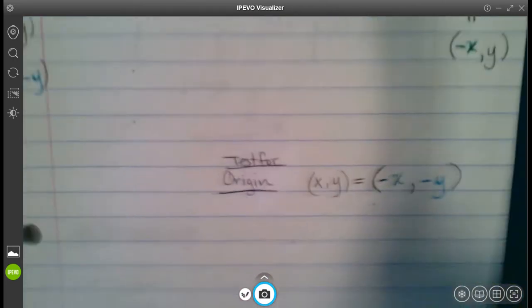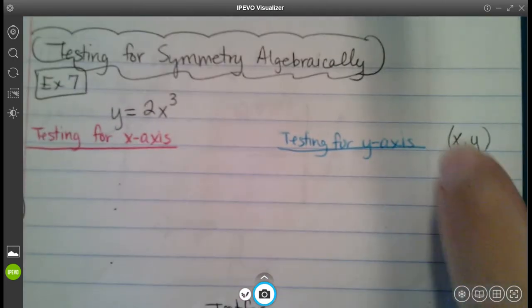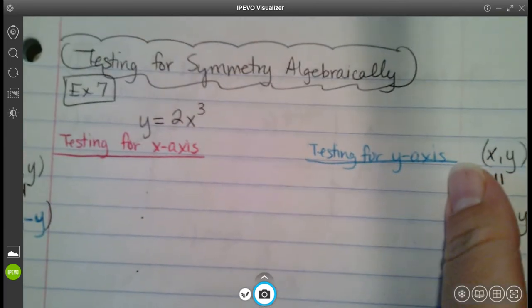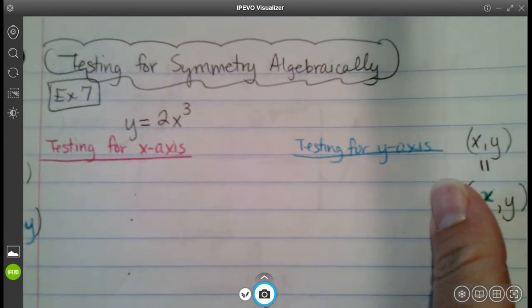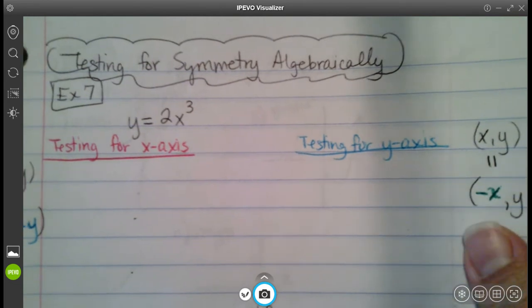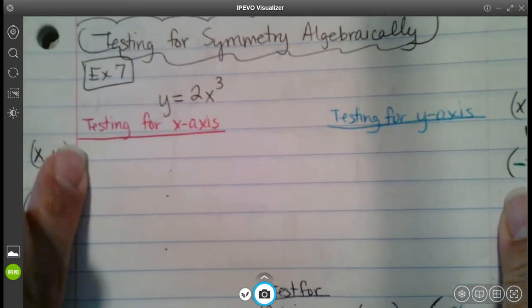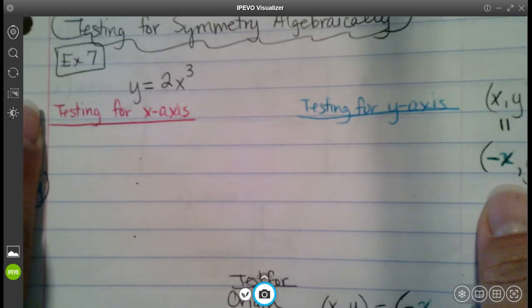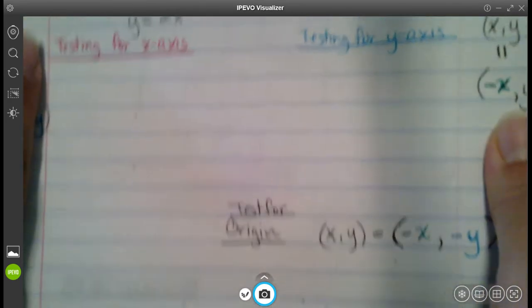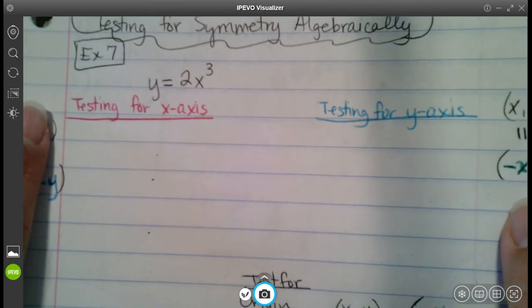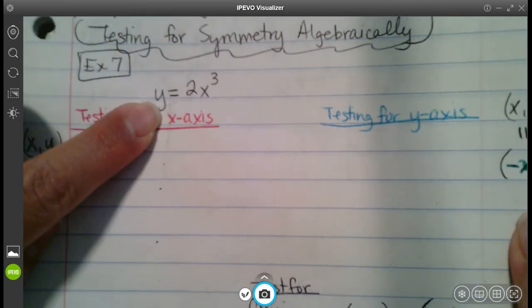So that is symmetry graphically. Now we're going to go ahead and look at how to find the symmetry algebraically. So this is testing for symmetry algebraically. And what I did on this page is I went ahead and put testing for X, testing for Y, and then testing for origin. So go ahead and make sure you have all that first and our example.